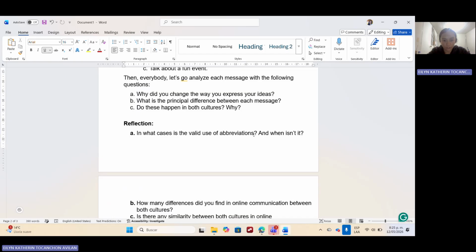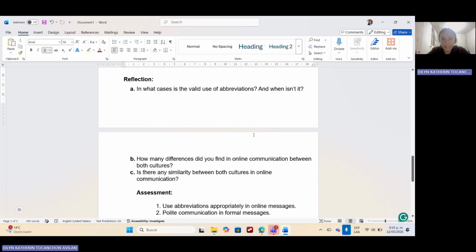Okay, finally, we have the reflection. There are some questions too. In what cases is the use of abbreviations valid, and when isn't it? How many differences did you find in online communication between both cultures? Is there any similarity between both cultures in online communication? Okay, this is to close the topic.